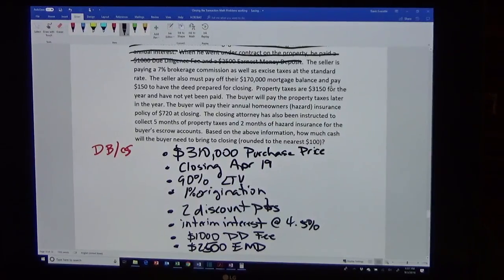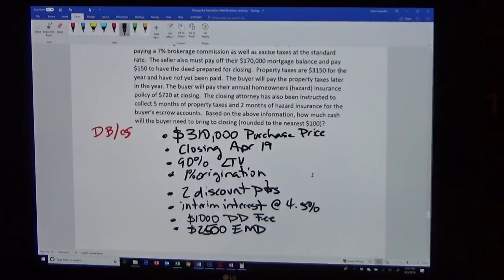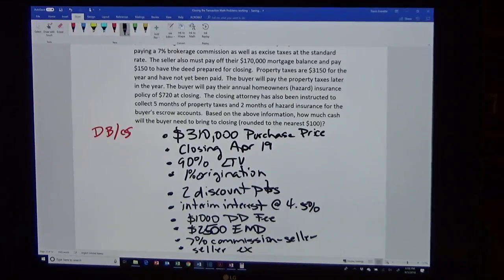It says the seller's paying a 7% brokerage commission as well as excise taxes at the standard rate. So we'll make a couple bullet points for the seller. Seller's paying 7% commission. The seller's paying excise taxes. Okay, so cross all that out.